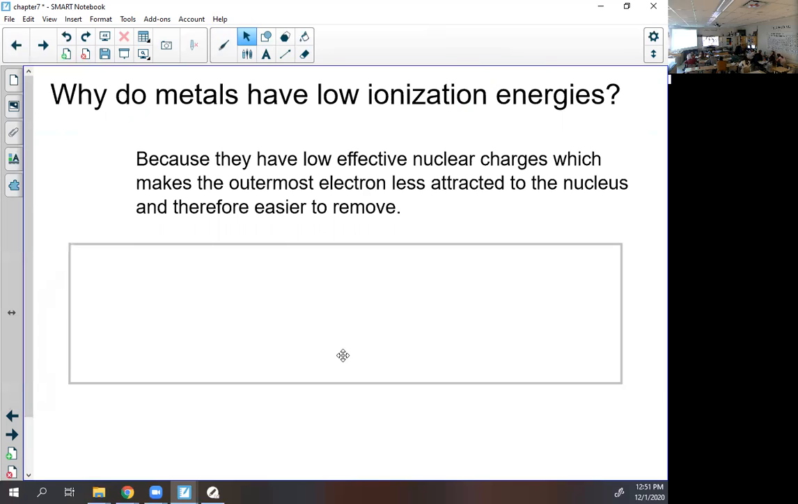So here's my answer typed out. Because they have low effective nuclear charges, which makes the outermost electrons less attracted to the nucleus and therefore easier to remove. There's a lot of words there, but it's pretty much what I heard the four people around me say. Did I do it right? Yeah. All right. Are we comfortable with that?